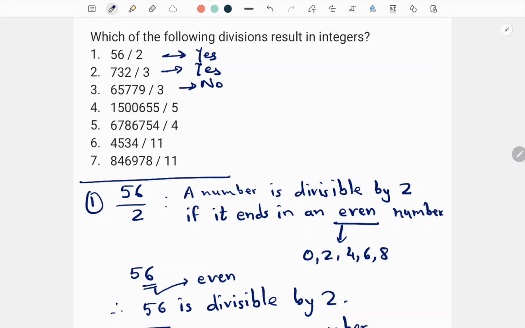The fourth one is simple. Division by 5 is always simple, that you just need to check the last digit. If it is 0 or 5, it is divisible by 5. If it is not, it is not. So I will write it as yes.